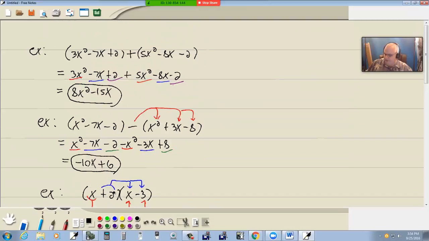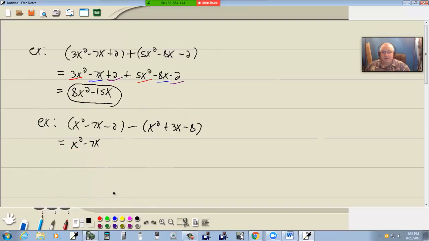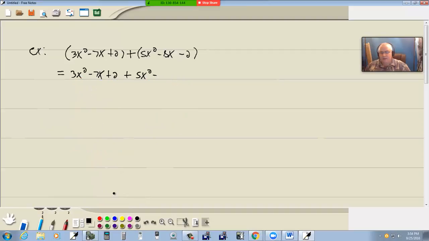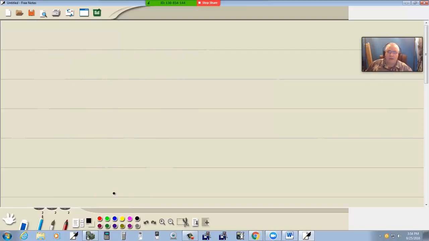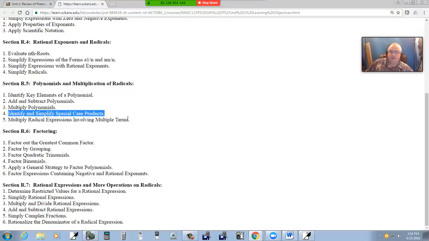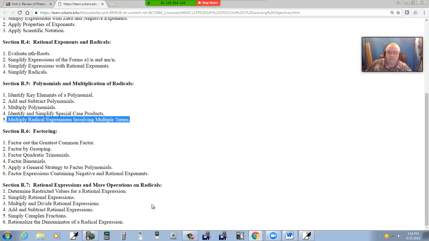Okay, let me clear those all off. We talked a little bit about multiplying radicals before, and now we're going to explore it a little bit more. This is our last item in this section, to multiply radical expressions involving multiple terms.